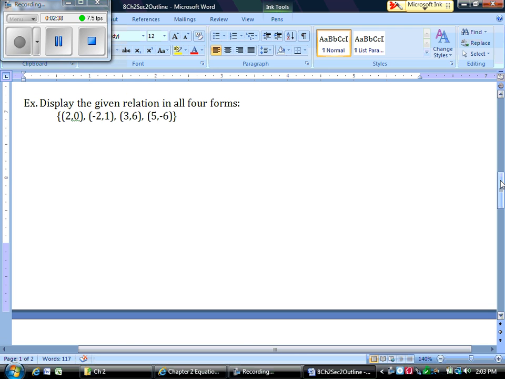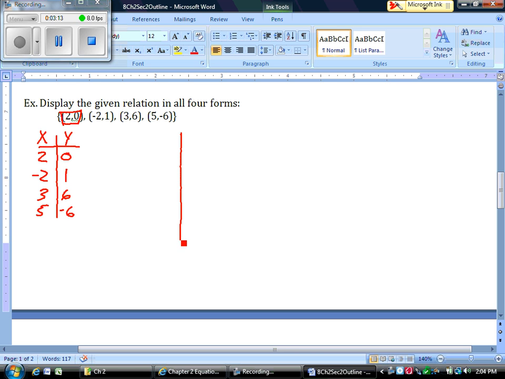One of the things you'll be asked to do is to be able to make all these. So let's take this example. I gave us the ordered pair, so you need to show me the table, the graph, and the mapping for this. Well, the table we can start with. We've done this for a while. I can start with my x being 2, my y being 0. That's this point right here. Then we're going to move on to the next point, -2, 1. We have a 3, 6, and a 5, -6. That's all making the XY chart is.